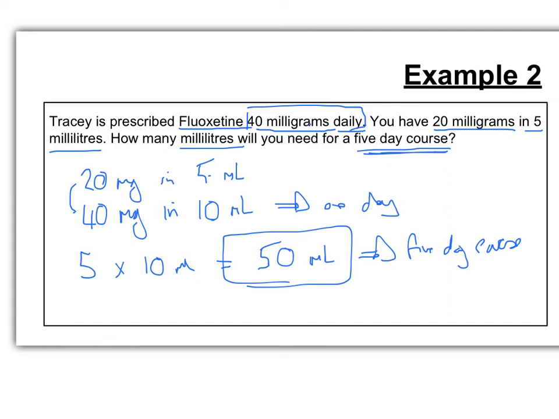The answer is there, using the same strategy as before. I slowed it down and tried to understand what was important in the question. We have 20 milligrams in 5 milliliters, and since it's a suspension, it's in liquid form. So how many milliliters will I need for a 5-day course?